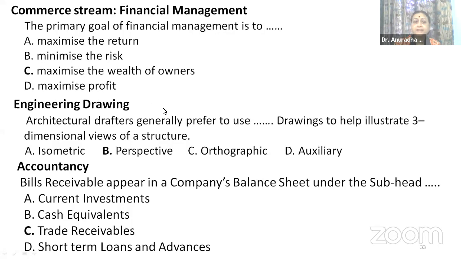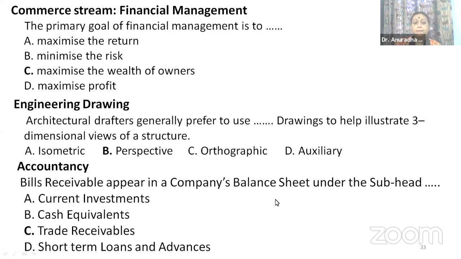Now, these are close enough options to function as effective distractors, and yet you have one correct answer. Engineering drawing, for example. Architectural drafters generally prefer to use dash drawings to help illustrate three-dimensional views of a structure. You can have isometric, perspective, orthographic, auxiliary. Perspective is the right answer. Now, it is true you might not be able to ask the student to draw, as architects would. But yes, you can give a drawing shown as a stimulus in the question paper to which the student responds.